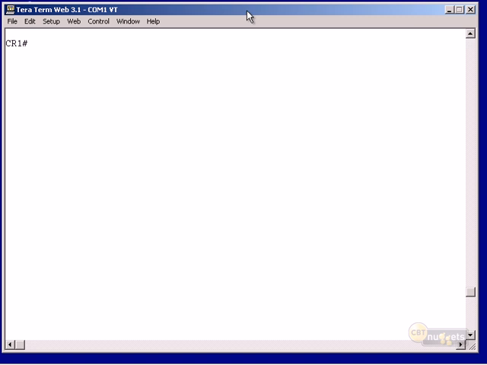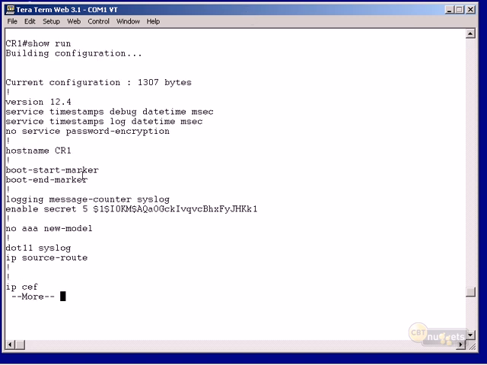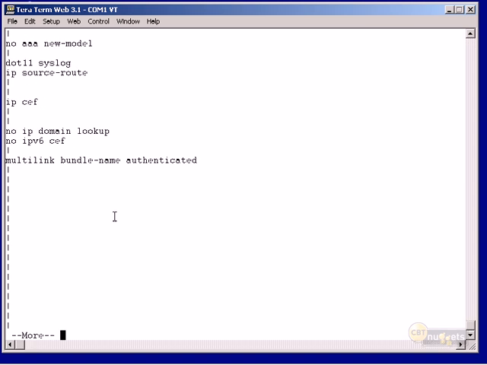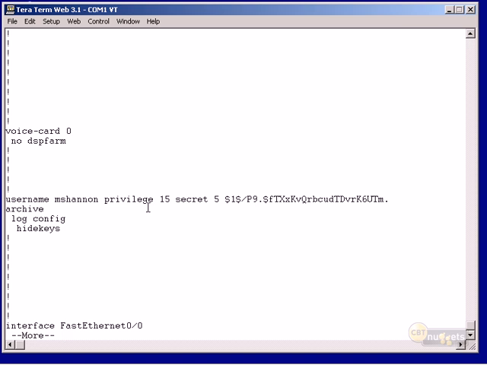Now, this is not a Cisco course, so we don't want to worry too much about the Cisco aspect of this, but I do want to show you, if I do a show run command on this router, I want you to notice something here. This is running the Cisco 12.4 code, which is fine, but I want to move down here and take a look at some of this configuration.